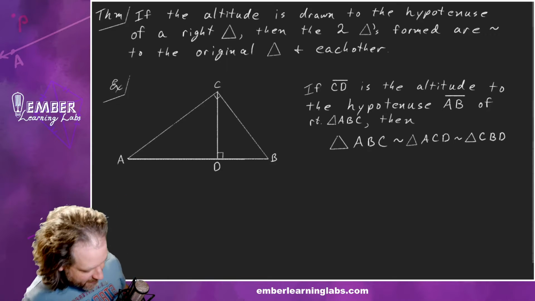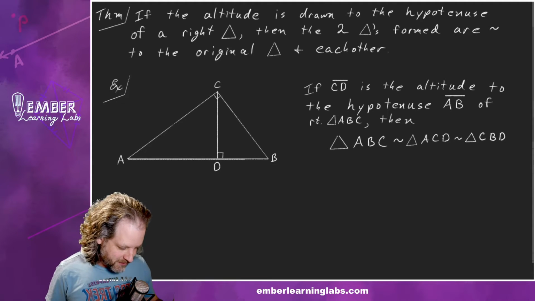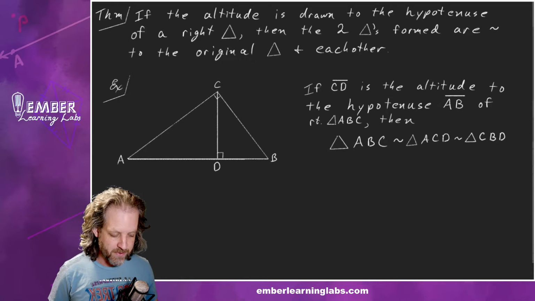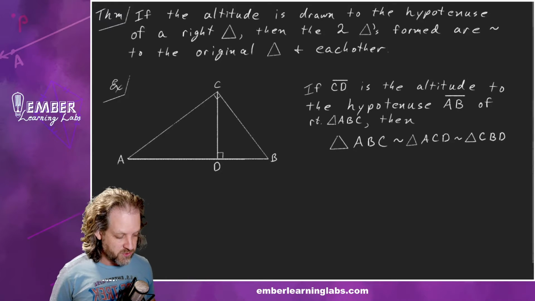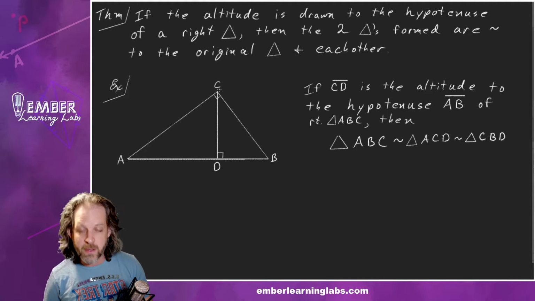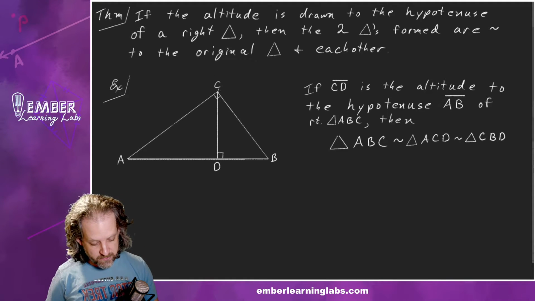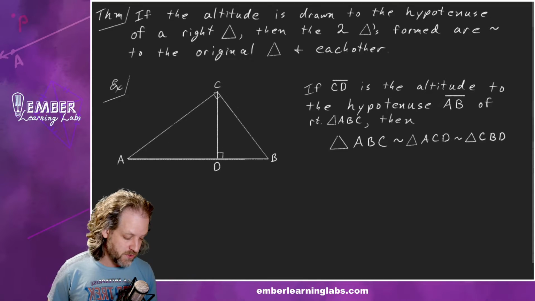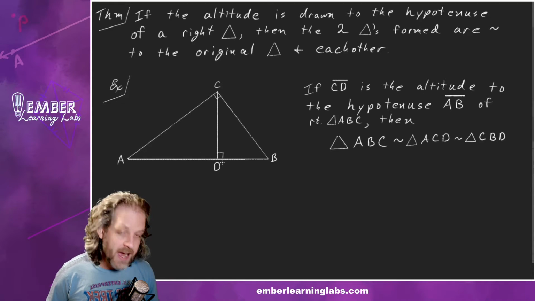So these are some pretty cool theorems. This is going to lead to some things that are kind of awesome. If an altitude is drawn to the hypotenuse of a right triangle. Remember, an altitude goes from a vertex and is perpendicular to the opposite side. So we draw an altitude to the hypotenuse.